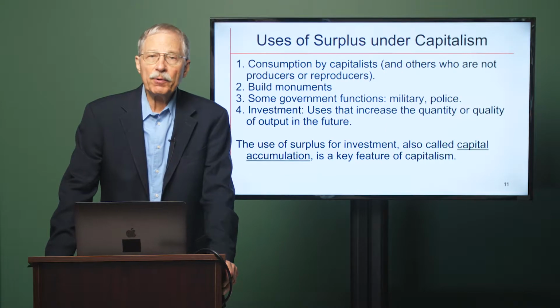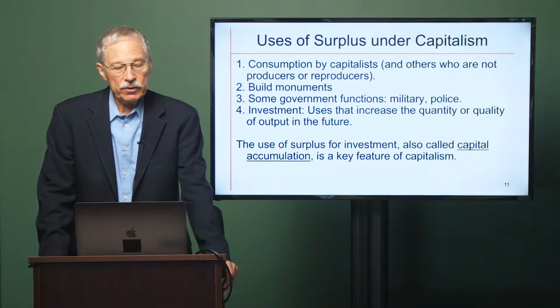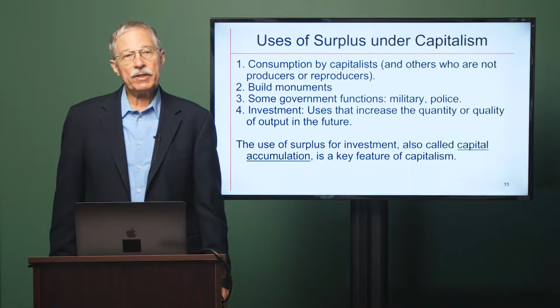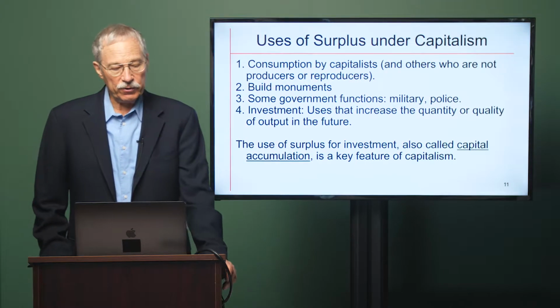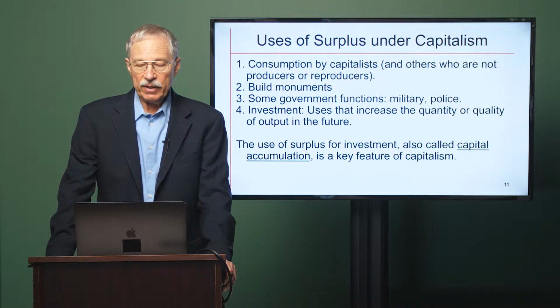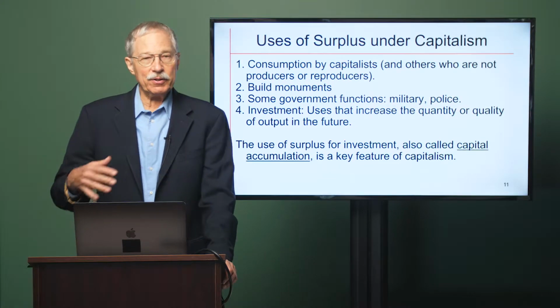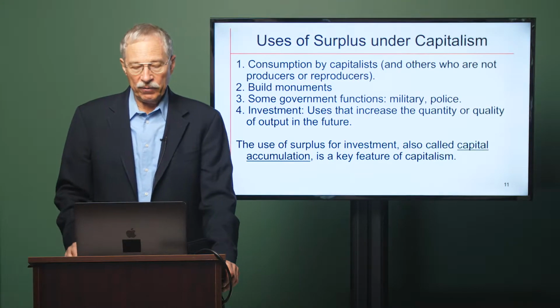But something very important about capitalism, a major part of the surplus goes into investment. That is, uses that will increase the quantity and quality of output in the future. The use of surplus for investment, which is also called capital accumulation, is a key feature of capitalism. It's called capital accumulation because the investment process over time leads the value of the capital to increase.